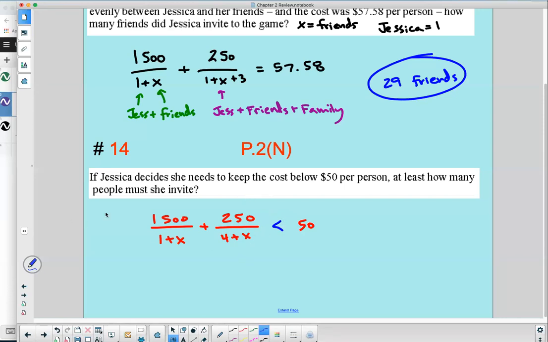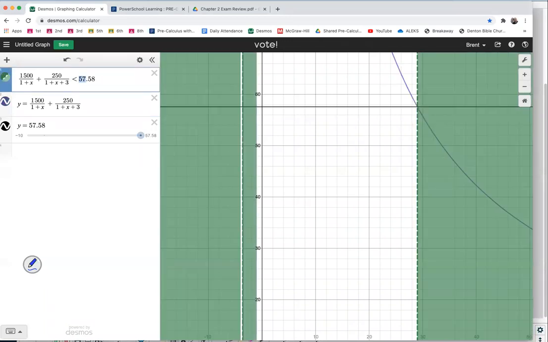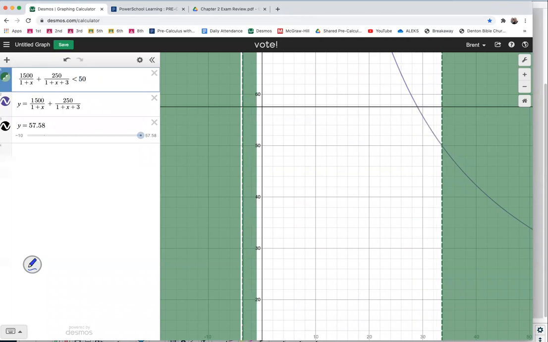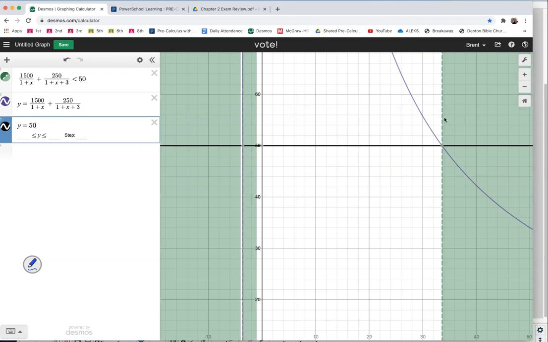So I'm going to come back to my problem, and all I'm going to change is I'm going to make this be a less than 50. And so again, it's real world, so we ignore the negative parts. This is going to be our solution here. And I'm going to change this to a 50. So we can figure out how many.